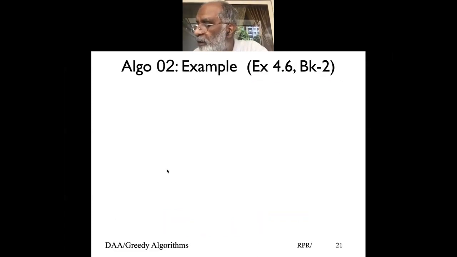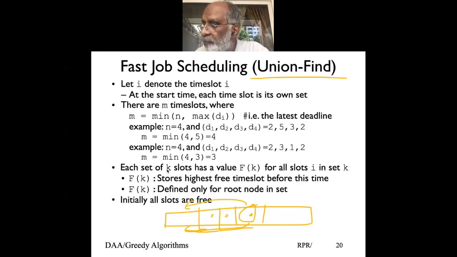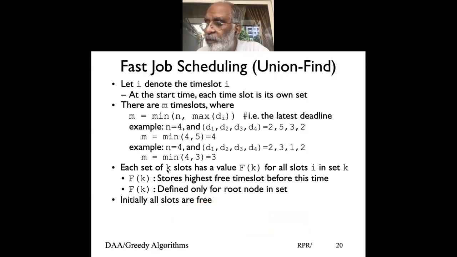So let's look at essentially what we are doing. We will first find the maximum time slots, which is the minimum of n and the maximum of deadlines. Let's consider there are four jobs, and the deadlines are 2, 5, 3, 2. The max deadline would be 5, but the minimum of 4 and 5 is 4, so it's 4 slots. In the other case, if the deadlines are 2, 3, 1, 2 for 4 jobs, the max deadline is 3, and the minimum of 4 and 3 is 3. That means I need 3 slots.